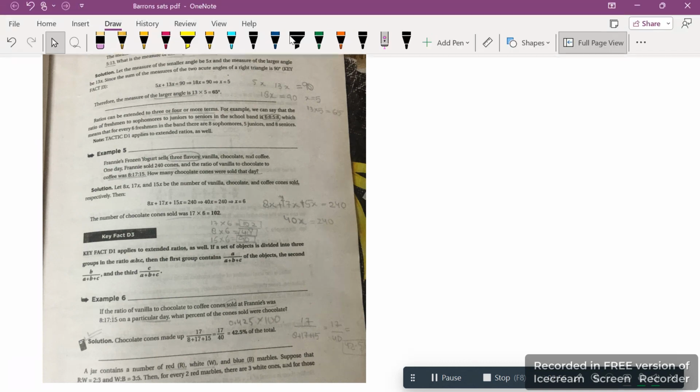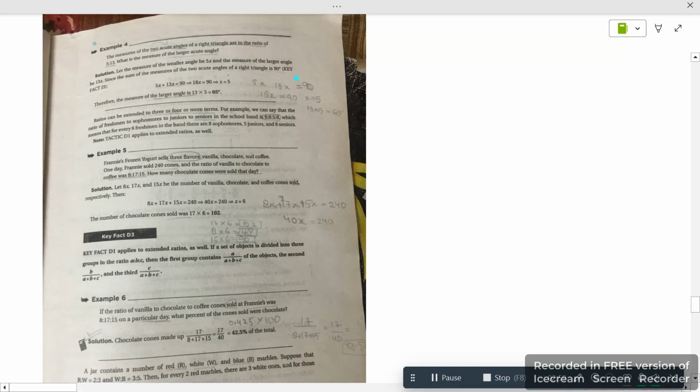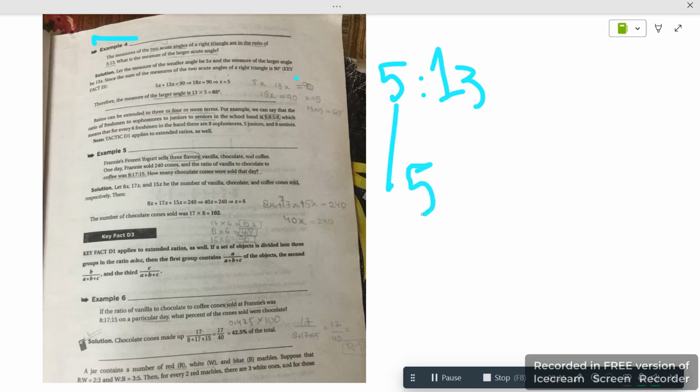Here we have the fourth example. The measures of the two acute angles of a right triangle are in the ratio 5:13. What is the measure of the larger acute angle? The solution given is: let the smaller angle be 5x, as the key fact says you can add x, and the larger angle is 13x.